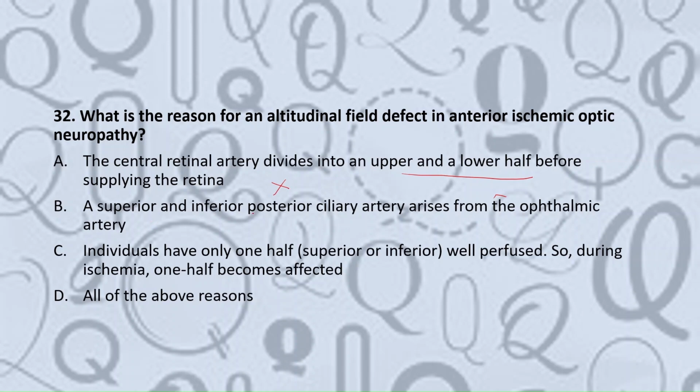The superior and inferior posterior ciliary artery arises from the ophthalmic artery. This is true. Individuals have only one half, superior or inferior half, well perfused. So during ischemia, one half becomes affected. This cannot be true. So the right answer here is superior and inferior posterior ciliary artery arising from the ophthalmic artery that supplies the optic nerve head in a vertical fashion. That's why you get an altitudinal scotoma in which either the superior or the inferior posterior ciliary artery is affected. If the superior is affected, you get a superior altitudinal hemianopia, and if inferior is affected, you get an inferior altitudinal scotoma.